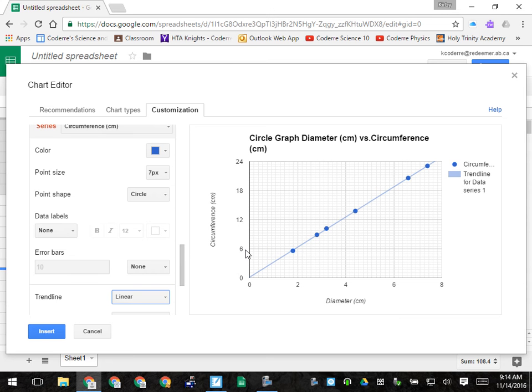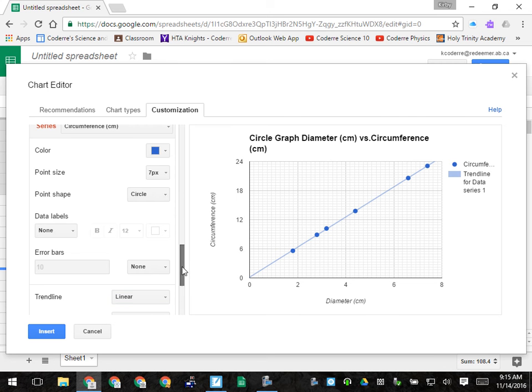And every one of my points happens to be on it, which it should, because there's kind of a fixed relationship between diameter and circumference. What is that relationship? Pi. Exactly. What should the slope of my line be then? 3.14. That should be the slope of my line, because that's the relationship between diameter and circumference. All right, let's find out if that's the case.